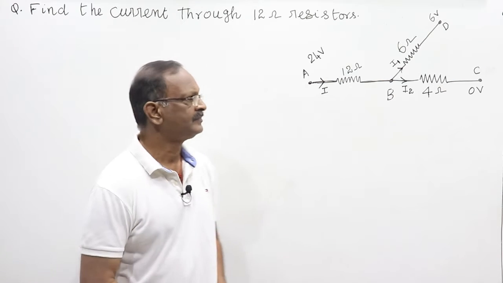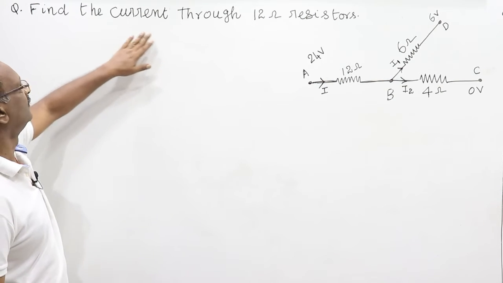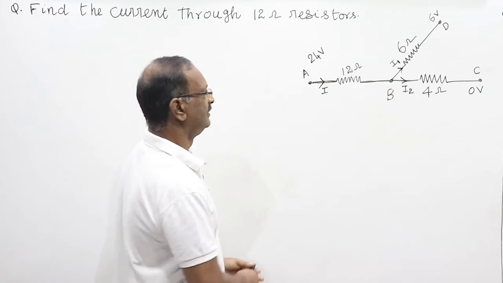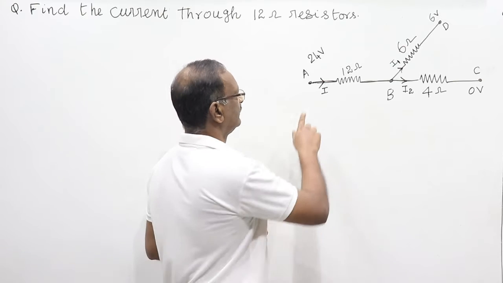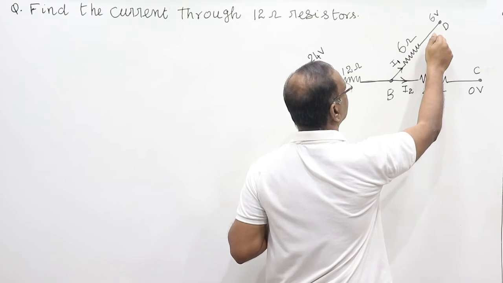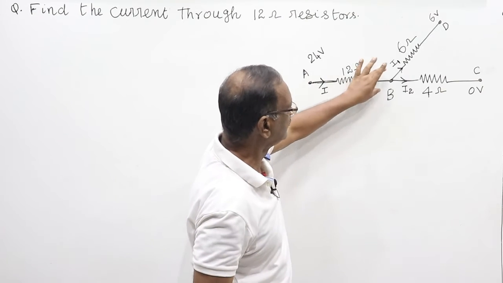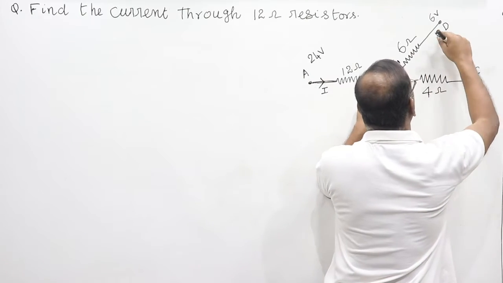Welcome student. In this problem, an application of Kirchhoff's law, find the current through the 12 ohm resistor. This is the 12 ohm resistor. So here this is point A, point B, point D and point C. The current is flowing this way to here, then from here to here, from here to here.